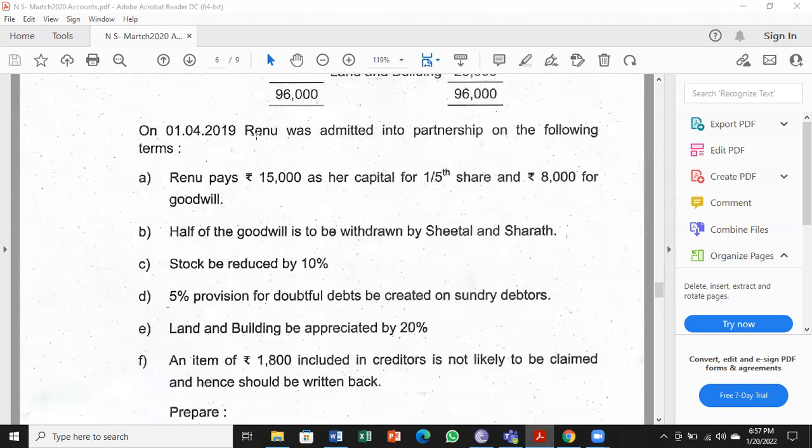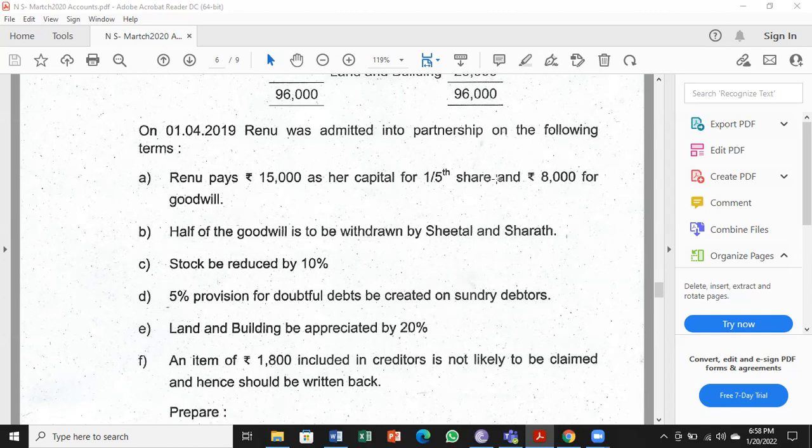On 1/4/2019, Renu was admitted into partnership on the following terms. A, first one, Renu pays 15,000 as her capital for 1/5 share and rupees 8,000 for goodwill. So from this, you have to identify whether goodwill is brought in the form of cash, whether the goodwill has been created or valued, we have to check it out.